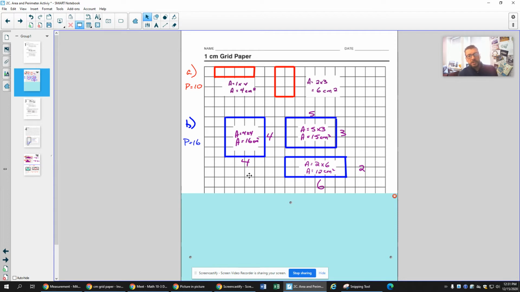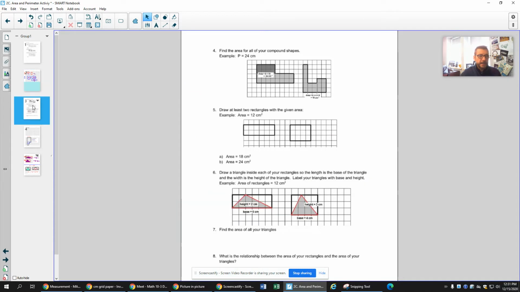So we just want you to understand that even though you can have equal perimeters, your areas don't match. Or later on, if you start looking at other shapes that have equal areas, then the perimeters don't match as well. So the next thing you're supposed to do is some irregular shapes.